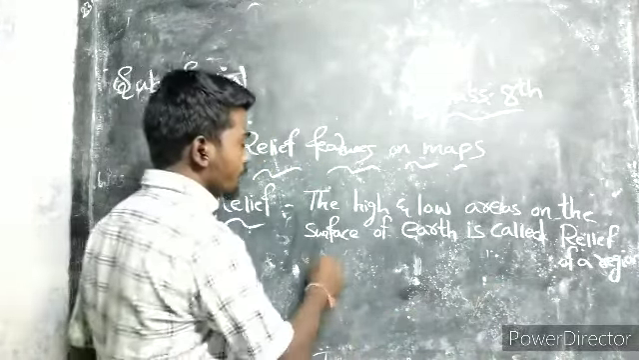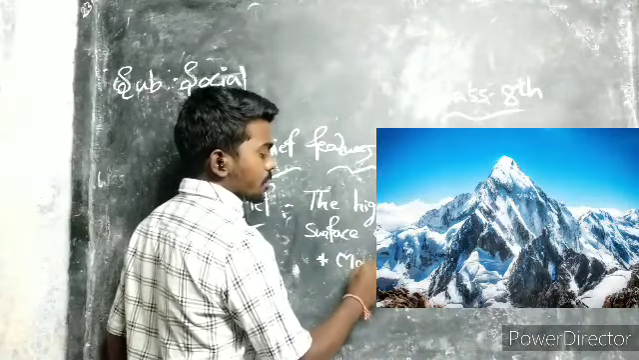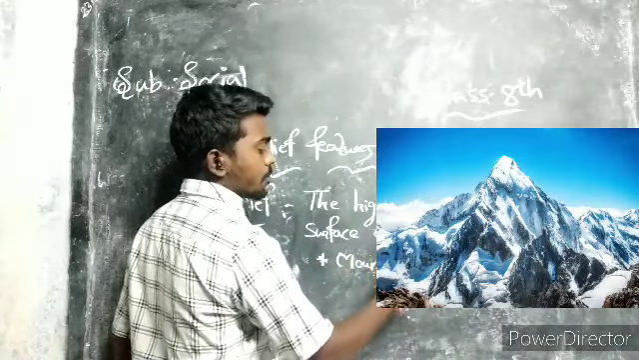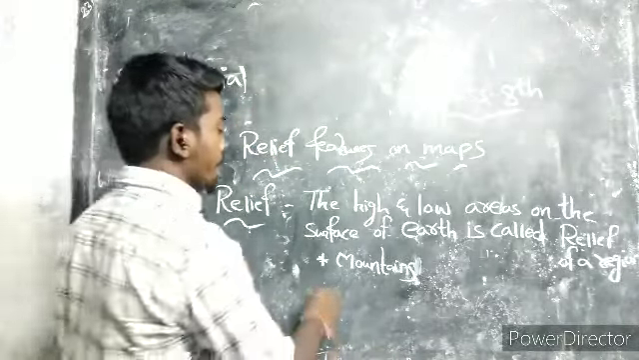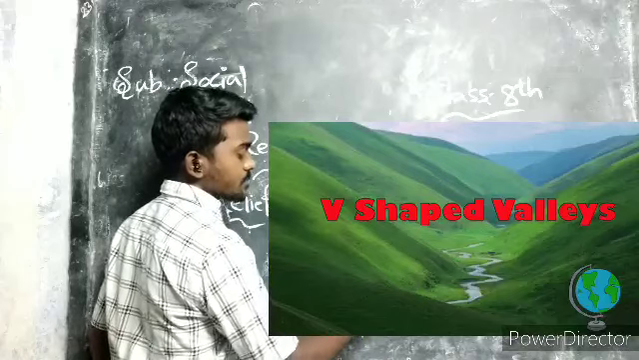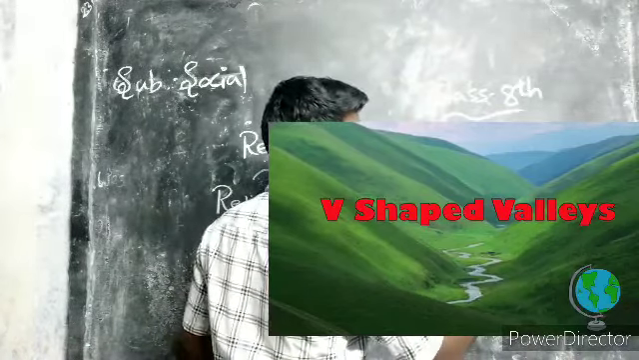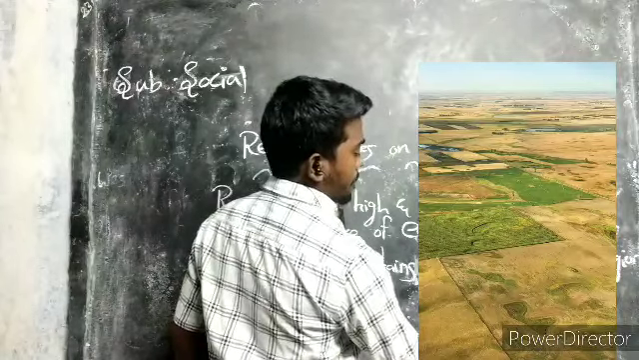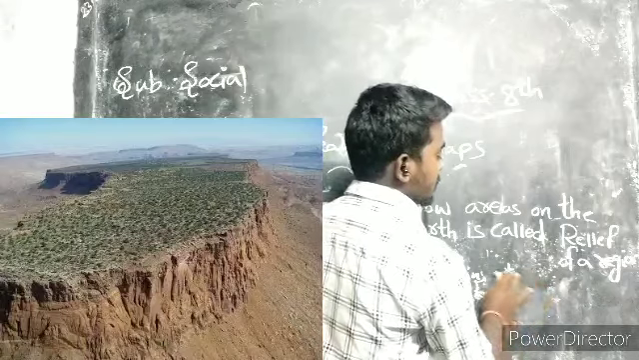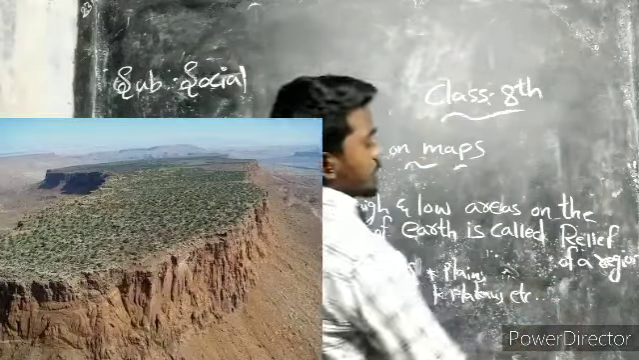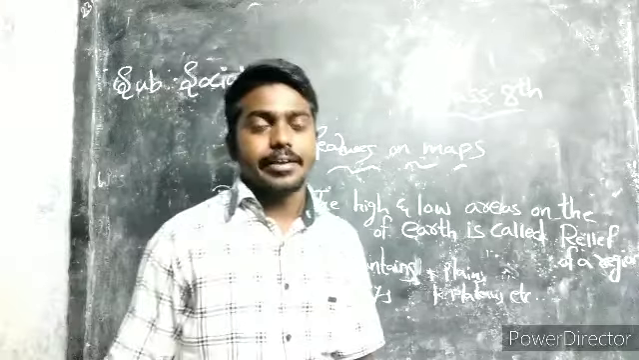For example, mountains are very high. The earth is not the same everywhere. We have mountains that are high and we have valleys, plains, plateaus, etc. These are the relief features of our world.